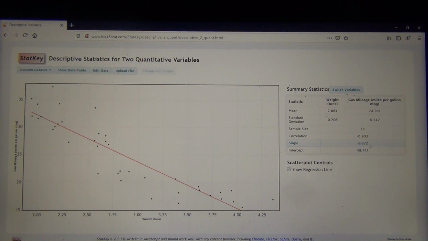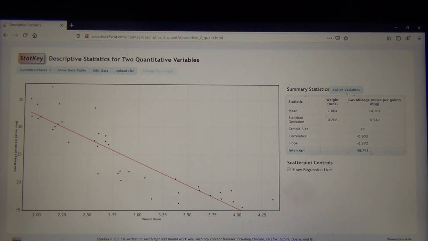The gas mileage decreases about 8.372 miles per gallon. The intercept, so the y-intercept, is where x is 0. Again, usually y-intercepts don't make a whole lot of sense because a lot of formulas are never really designed for you to plug in 0 for x. But we can still go ahead and have the idea of it.